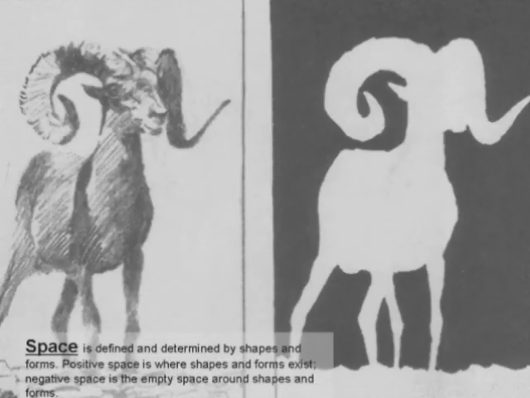Space is defined and determined by shapes and forms. Positive space is where shapes and forms exist. Negative space is the empty space around shapes and forms.